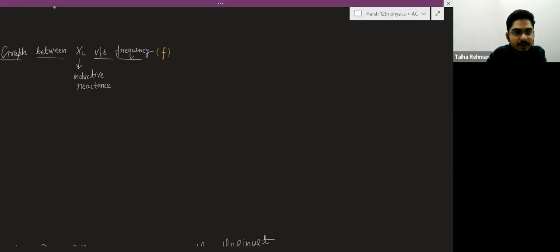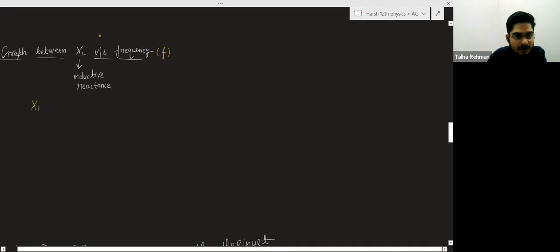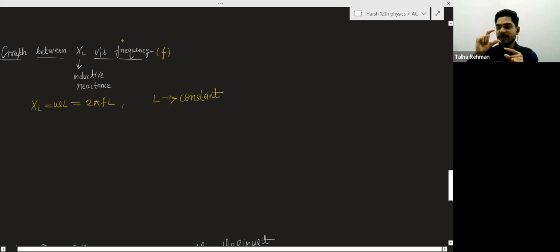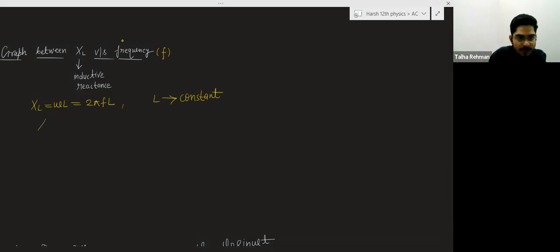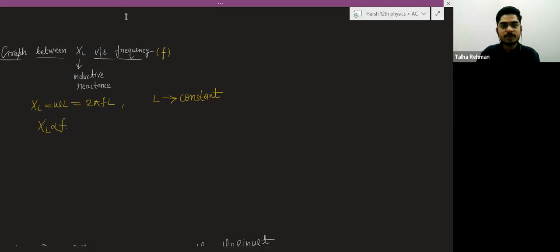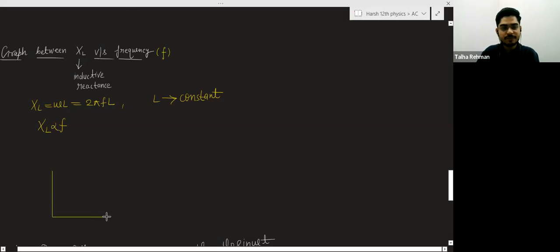We know that XL is equal to omega L, which can be written as 2 pi f into L. Now 2 pi is constant, and L is also constant, because you have chosen the inductor, so for the chosen inductor the inductance will be the same. So the inductive reactance is directly proportional to the frequency, and you will get a straight line graph passing through the origin.